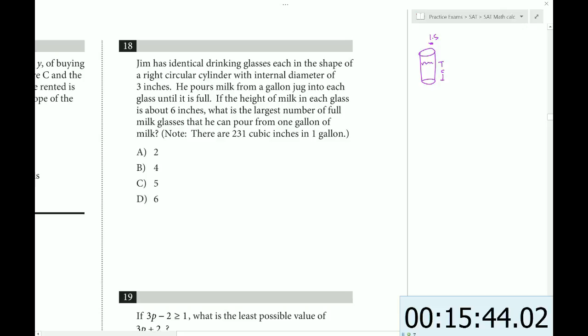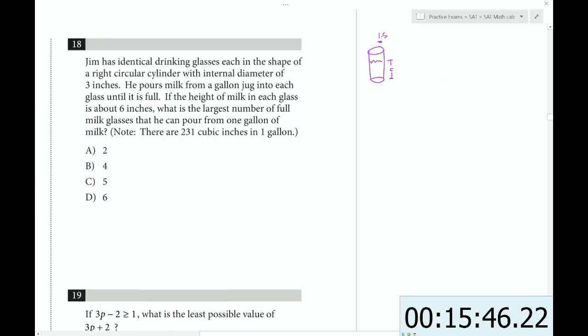What is the largest number of milk glass? Okay, so it's about volume, all right? So this is the volume of the milk in the glass. We can get this formula from the front of your section: pi r squared h for a cylinder, right? We would just need to plug in the radius, which is 1.5 squared times the height, which is 6.